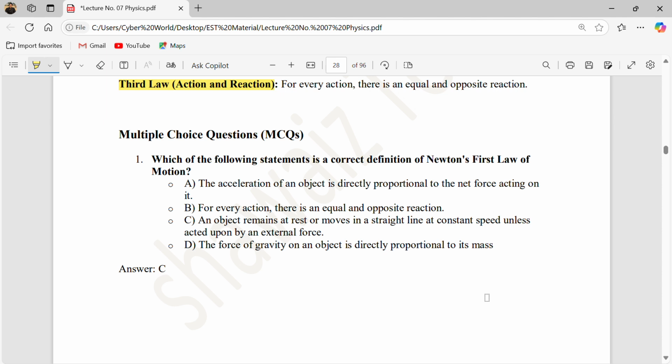The MCQ is: which of the following statements is the correct definition of Newton's first law of motion? We know that Newton's first law first of all tells us about the law of inertia. If a body is in motion, it remains in motion, and if a body is at rest, it remains at rest if no external net force is applied on it. So the answer should be this: an object is at rest or moves in a straight line at constant speed unless an external force is applied to it. So this is the correct answer.